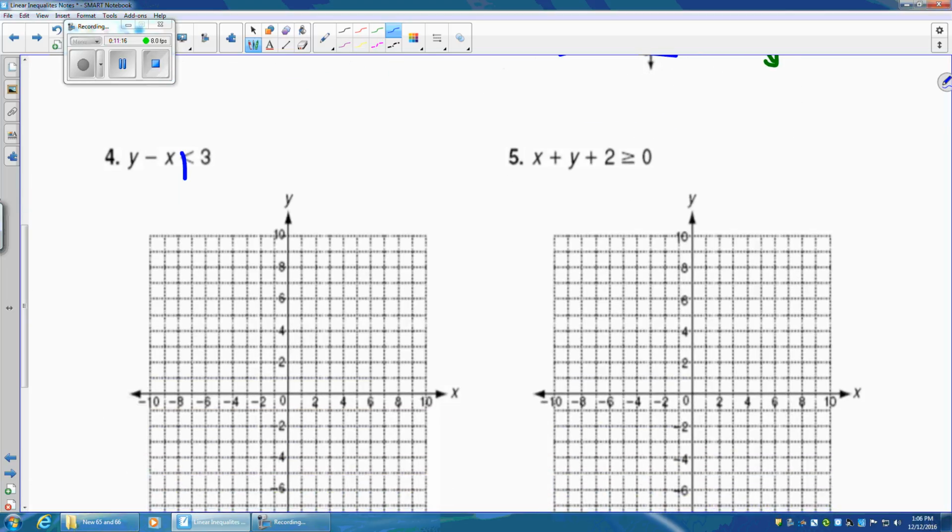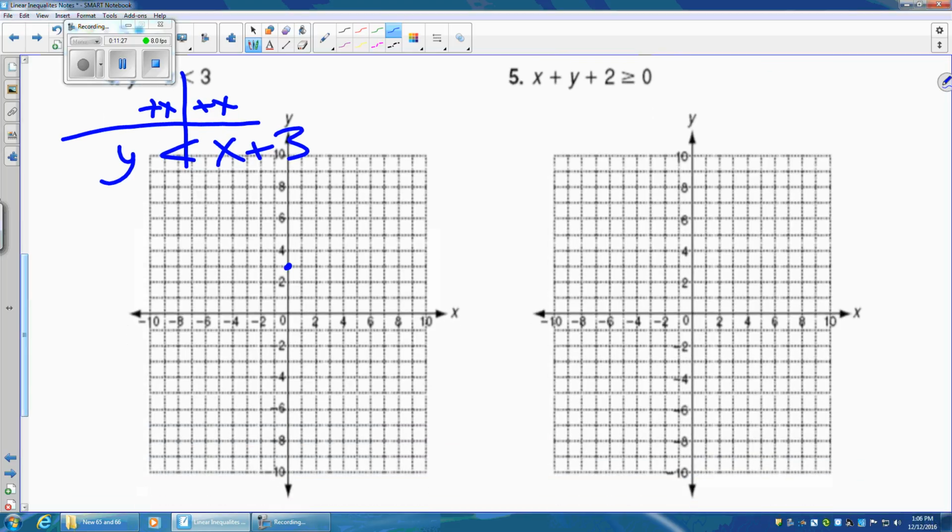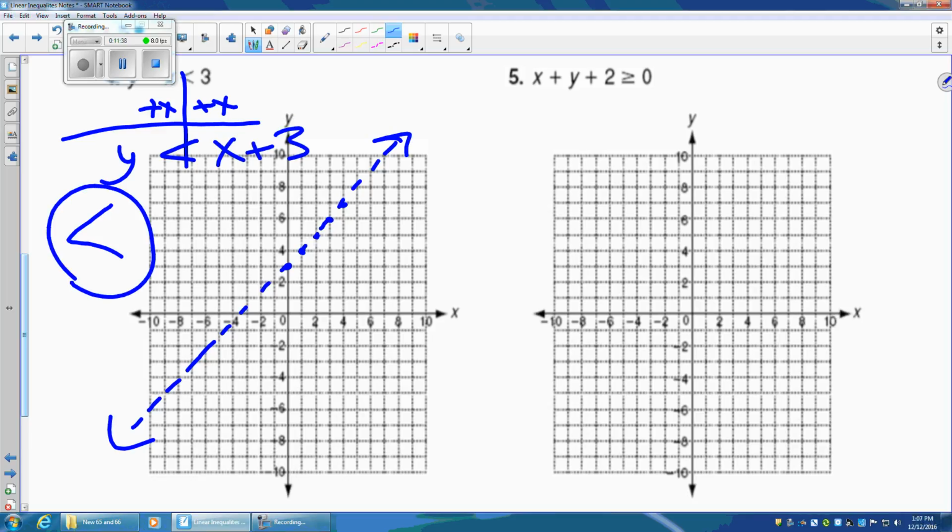All right, hopefully that was enough time. I'm going to add an x on both sides and get y, same sign, x plus 3. So now when I try to graph this, I'm going to go up on 3. I'm going to go up 1 and over 1 a couple times. I'm going to look at my sign and say it should be dotted. And because this is less, it needs to be lower than, and the side that's lower than is over here.